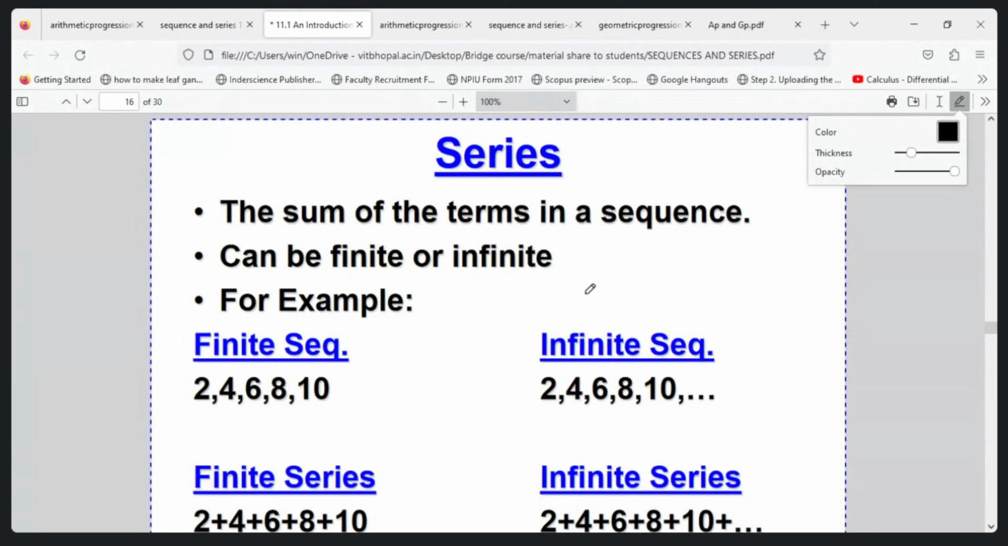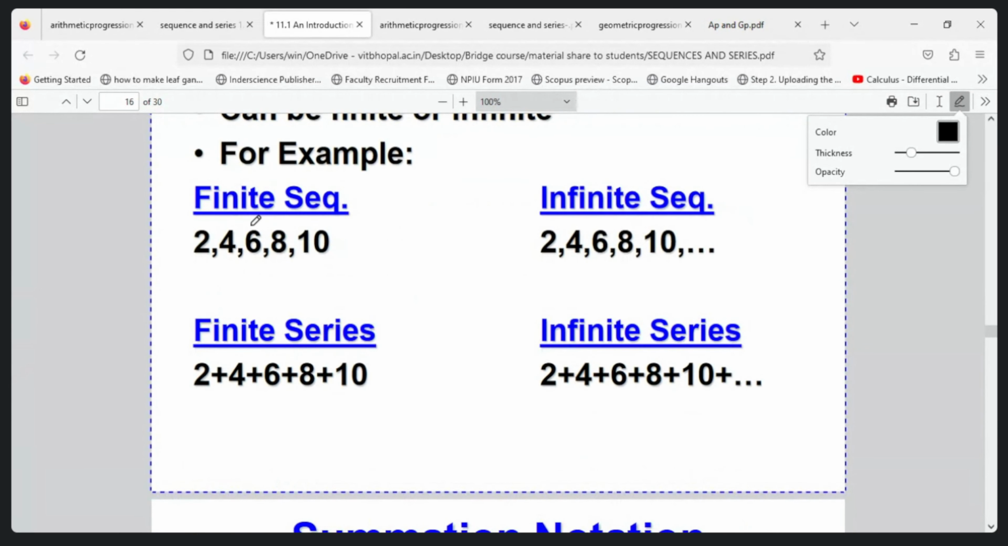That means if the sequence is there, then how will you find the sum of that particular series? In a normal case, you can sum up easily. But if this is not a normal series, suppose in the previous question you see n square minus 1, or n minus 1 into n, then how can you sum up all these things? Because you cannot sum up all these things easily, that's why the series is required after the sequence. So the sum of the terms in a sequence can be finite or infinite.